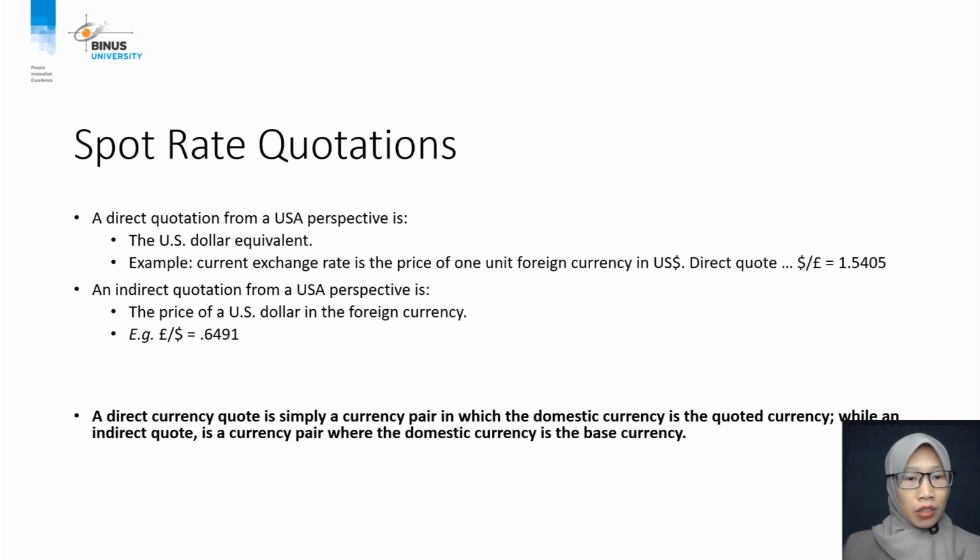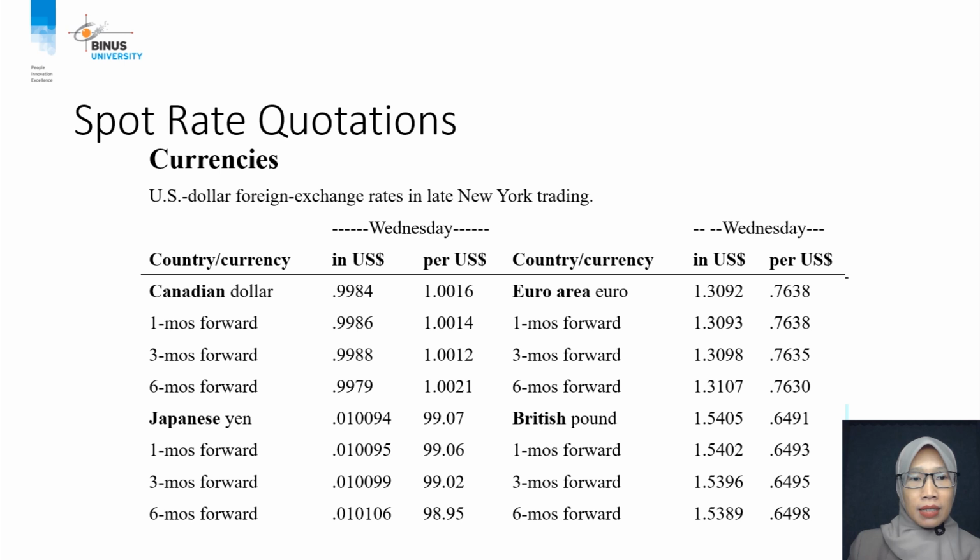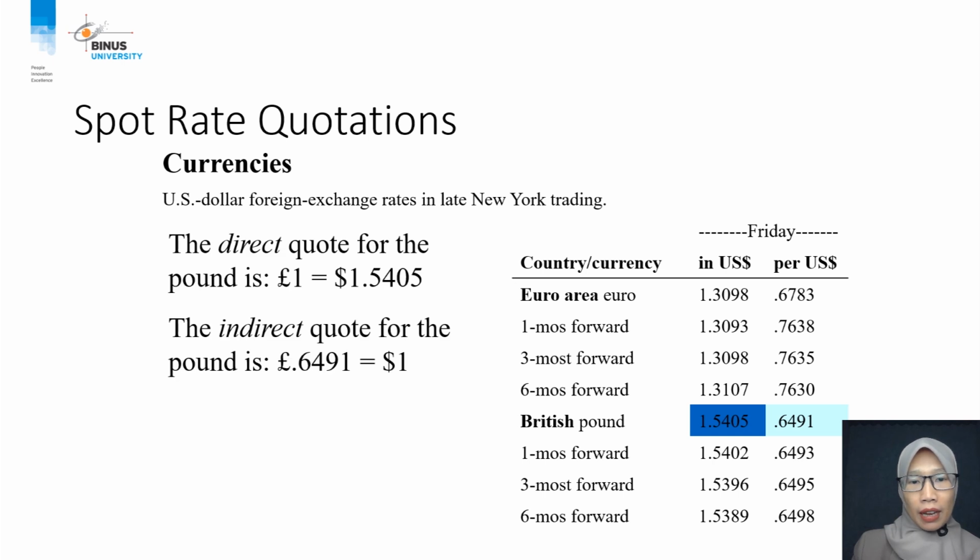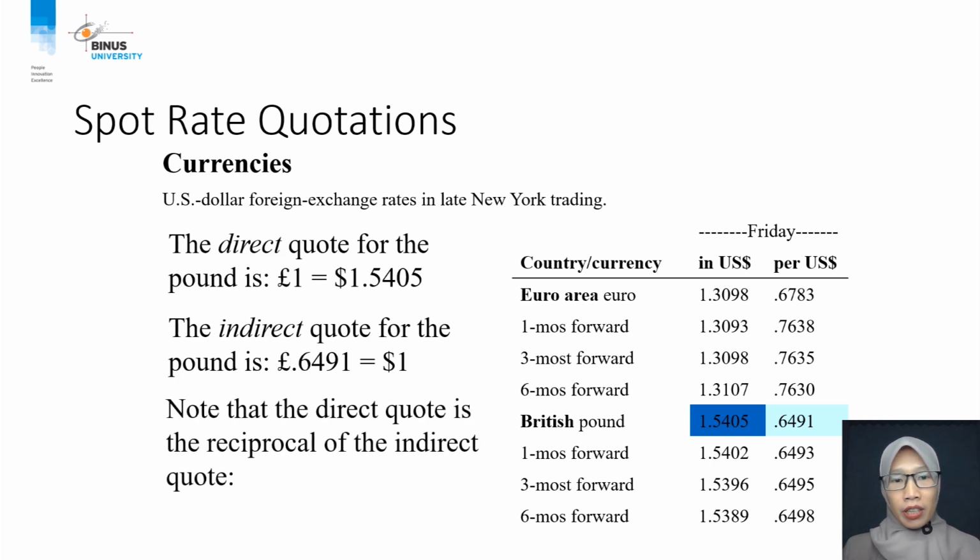And we have spot rate quotations. A direct quotation is simply a currency pair in which the domestic currency is the quoted currency, while an indirect quote is a currency pair where the domestic currency is the base currency. So this is an example of spot rate quotations. We have direct quotations and indirect quotations. The first column is about the currency, the second is direct quotations, and the third is indirect quotations from the US perspective.